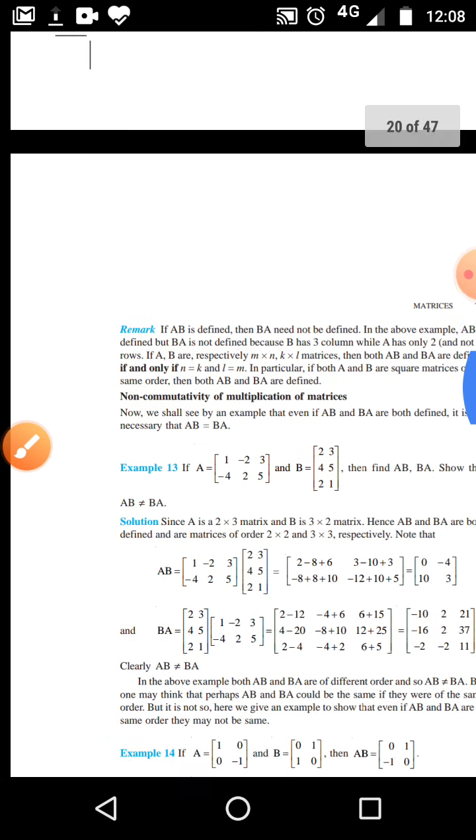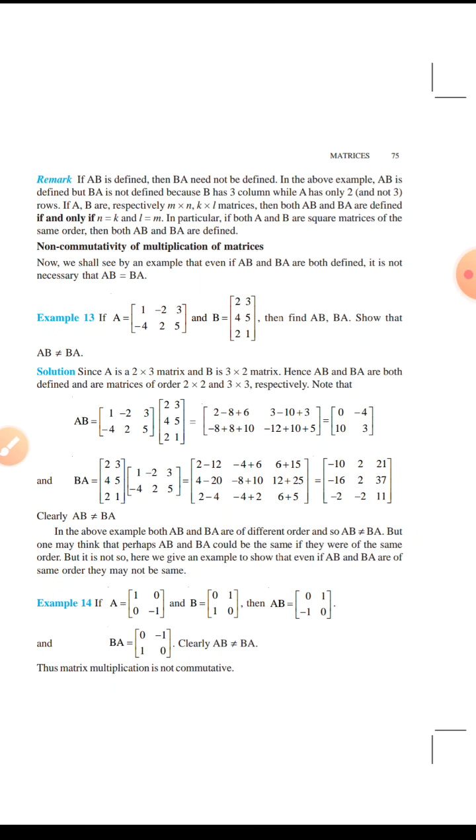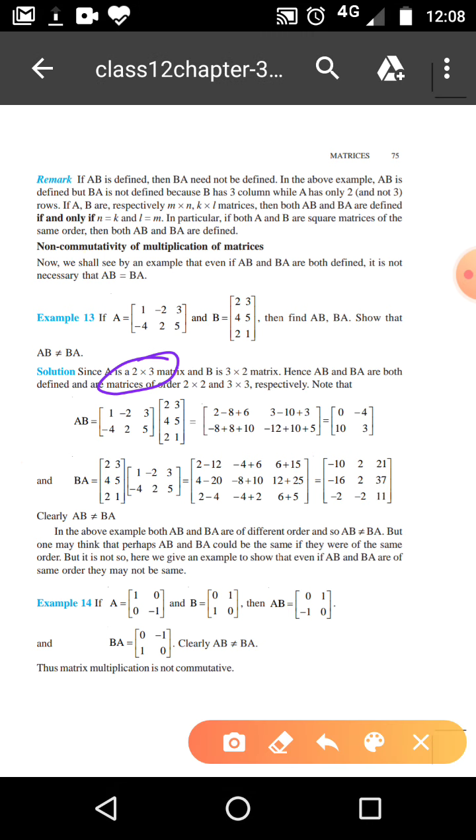So the same, next example we can see. A is equal to this, B is equal to this, and then find AB and BA, and show that AB does not equal BA. So you see the first matrix is of order 2 cross 3, the second is 3 cross 2, then the resulting matrix is of order 2 cross 2. In BA, the order of the first matrix is 3 cross 2, the order of the second matrix is 2 cross 3, then the resulting matrix is 3 cross 3. So you can multiply again in the same method, and so AB does not equal BA.